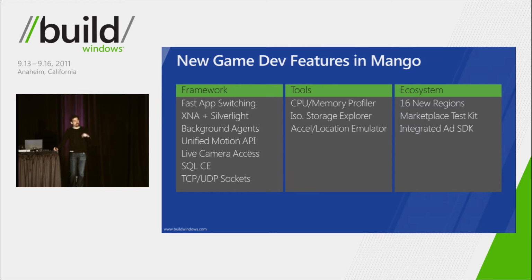Accelerometer and location emulator built in now. You can actually spoof accelerometer changes. You can fake the shake, as they say. And also, 16 new regions in which to sell your games.